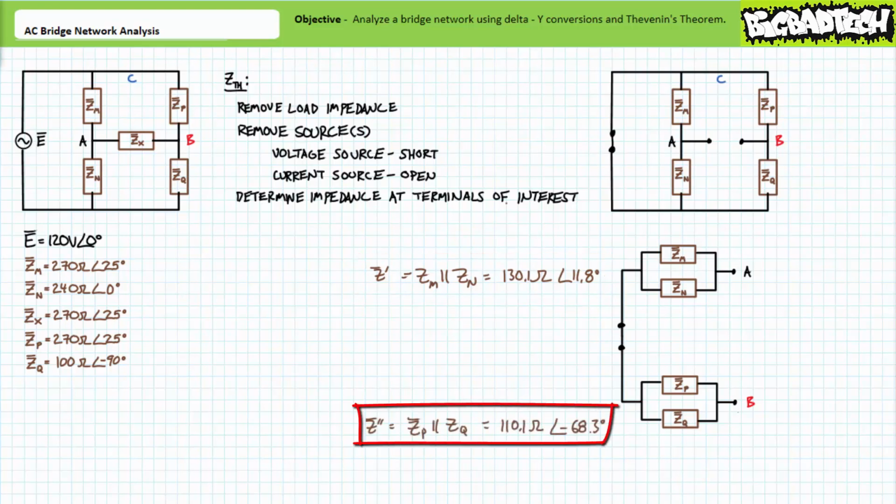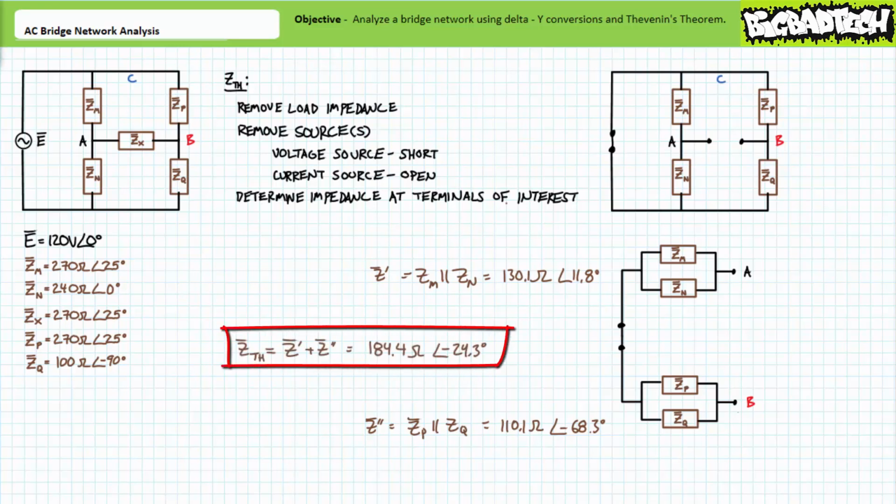The parallel combination of Zp and Zq, a simplification I'm calling Z double prime, is 110.1 ohms at an angle of negative 68.3 degrees. Z single prime and Z double prime are in series with one another. Our Thevenin's equivalent impedance is a series combination of Z single prime and Z double prime. Substituting our given values yields a Thevenin's equivalent impedance of 184.4 ohms at an angle of negative 24.3 degrees.